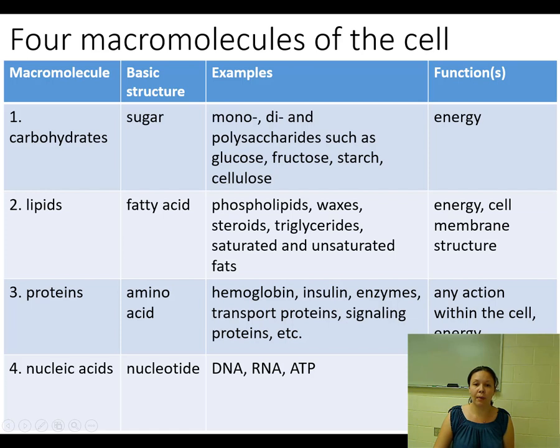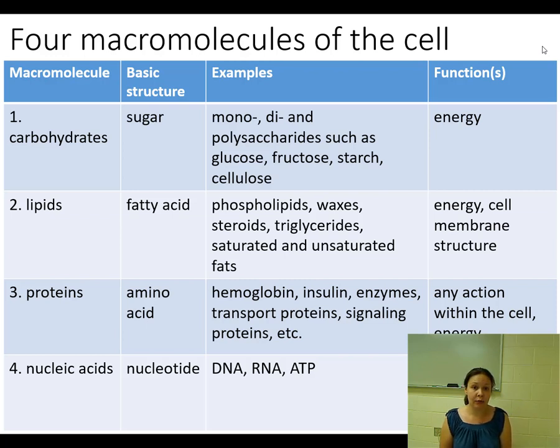Now again, those 4 macromolecules are listed in this table that I made for you. On the left-hand side, we have the 4 macromolecules: carbohydrates, lipids, proteins, and nucleic acids. These are the functional macromolecules of the cell. In these columns, I have their basic structure, examples, and functions. It would be important to read the material pertaining to each one of these in your textbook.